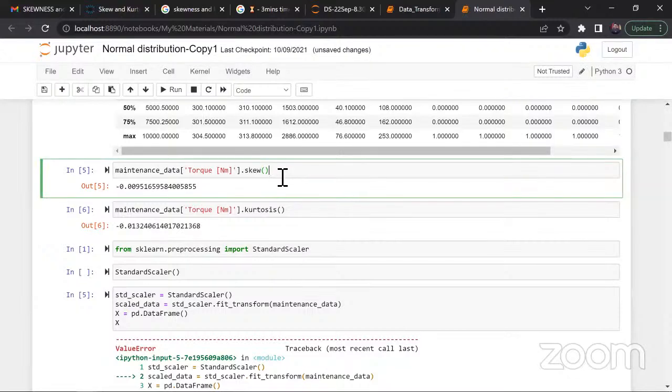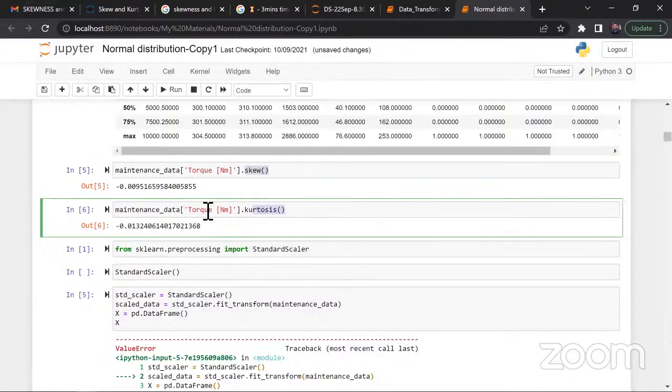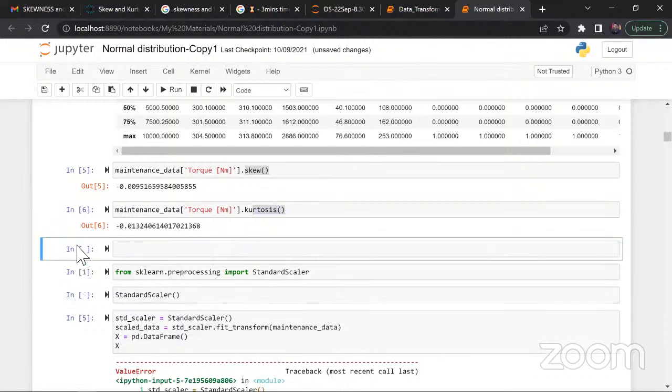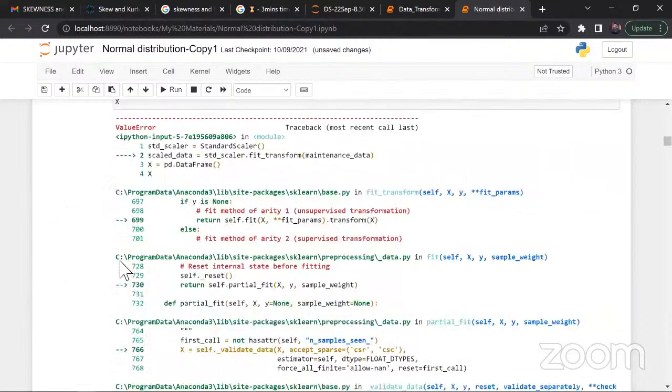So the point is, if skewness and kurtosis are equal to 0, now if you look at this distribution, I think I've already performed this distribution.